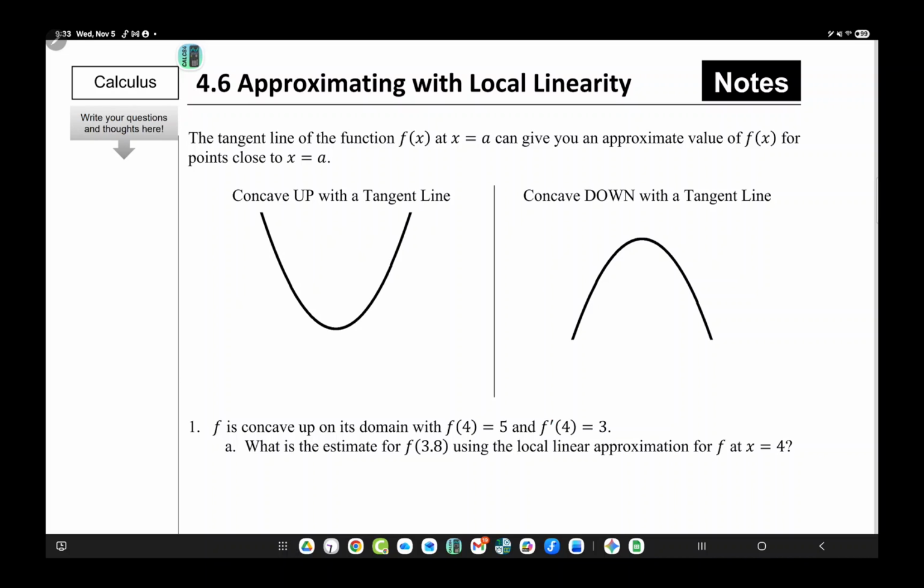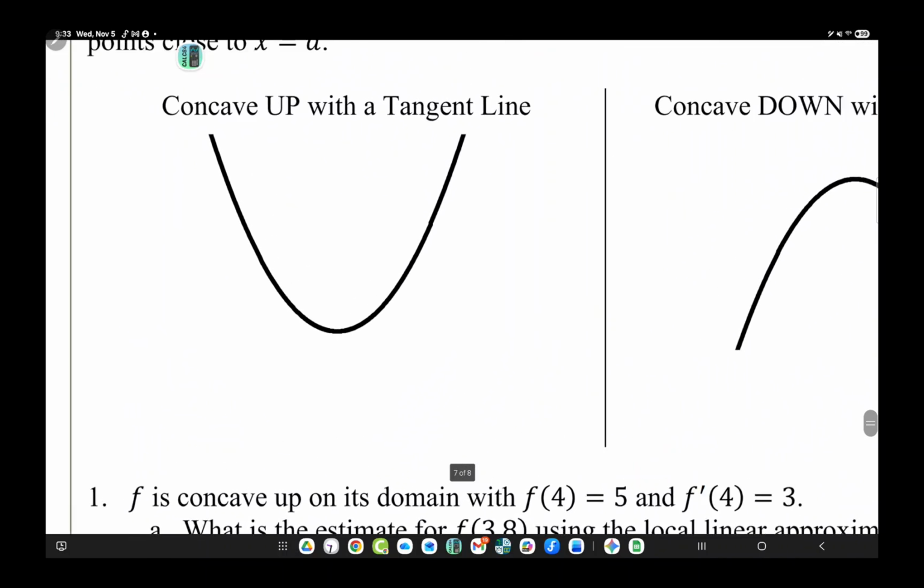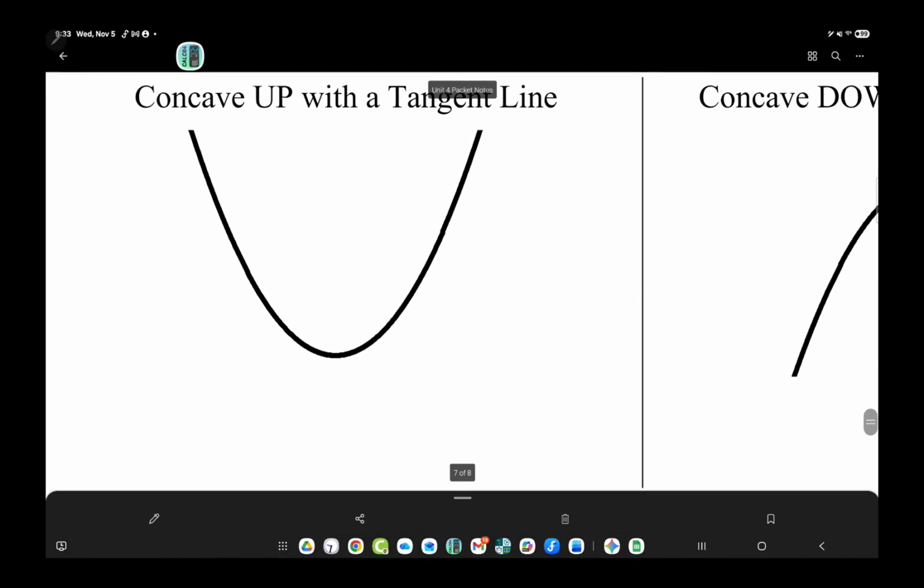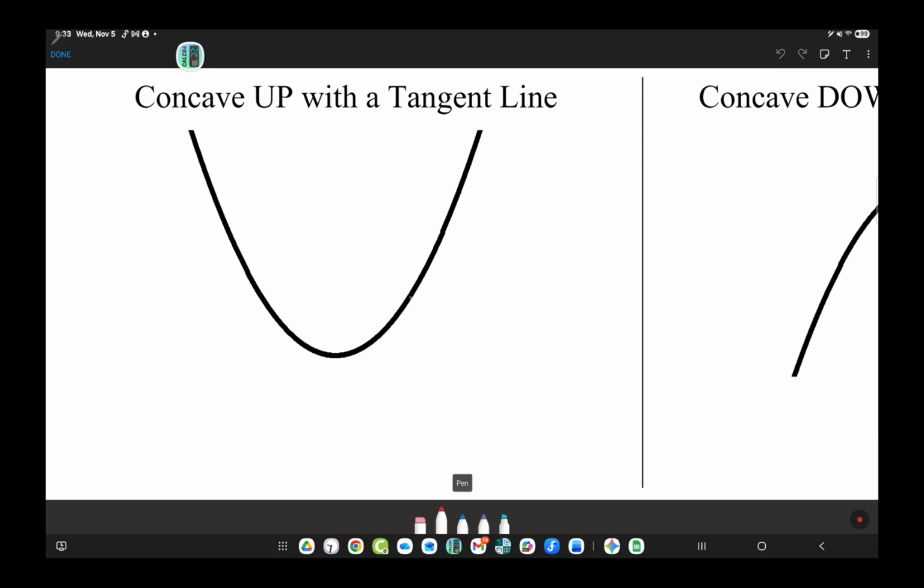Tangent line of a function f(x) at x equals a can give you an approximate value for f of x for points close to a. Now, the idea here, we'll zoom in a bit, is if we have, let's say, this point here, and we draw a tangent line to that point, we can use that tangent line to approximate for values that are relatively close to the point.